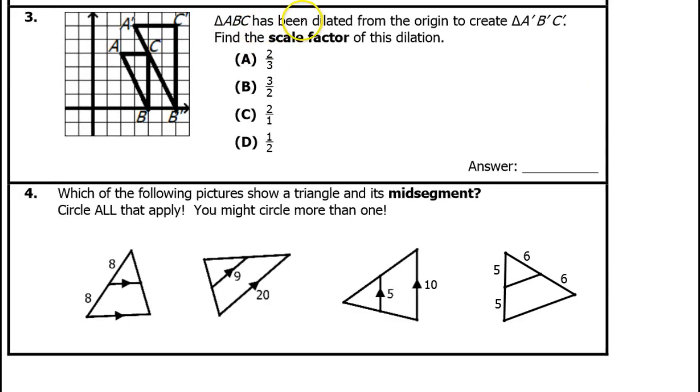Alright, triangle ABC has been dilated from the origin to create triangle A prime, B prime, C prime. Find the scale factor. Well, you can just pick any pair of corresponding points. So just for simplicity's sake, I'm going to use B and B prime. So notice that the coordinates of point B are 4, 0, and then the coordinates of B prime are 6, 0.